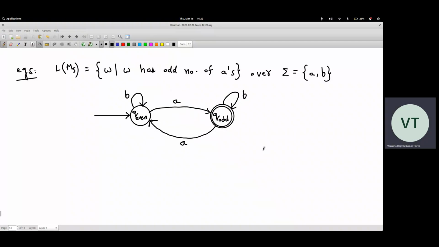You can store the information of whether the number of A's is odd or even without actually counting them. So if you can store minimal information, store only minimal information. Don't store maximal information. That's all. Clear? All right.